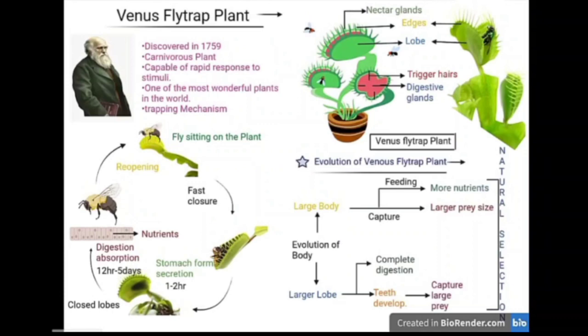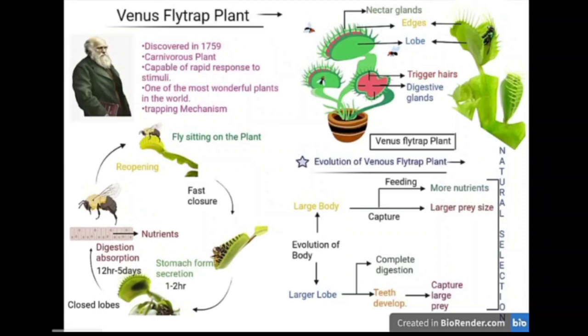Then after 1 to 2 hours, the stomach secretes a sticky fluid which digests the insects. Then after 12 hours to 5 days, the digestion and absorption of the animal occur, and from this process the plant collects its nutrients. So its secretions or enzymes, that is hydrolases and other enzymes, are secreted from the digestive glands, which secrete some sticky fluid which digests the insects and collects the nutrients from them. After that the absorption occurs.